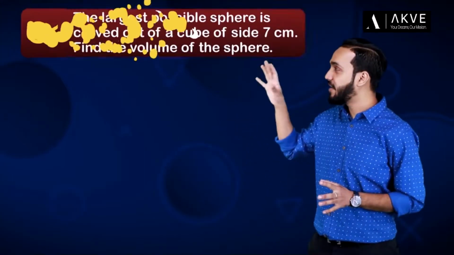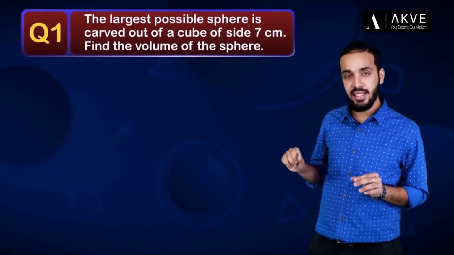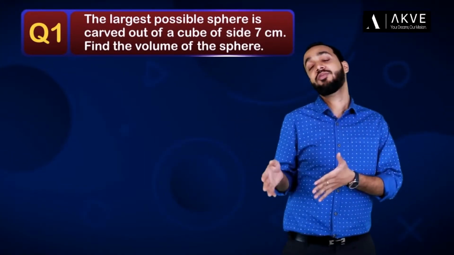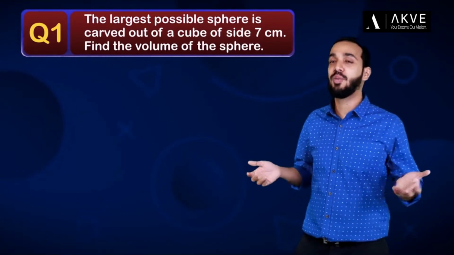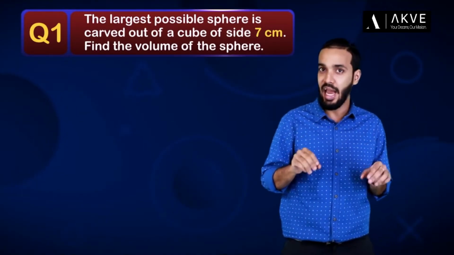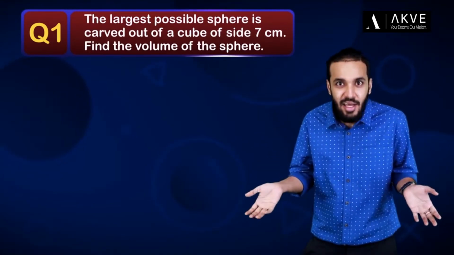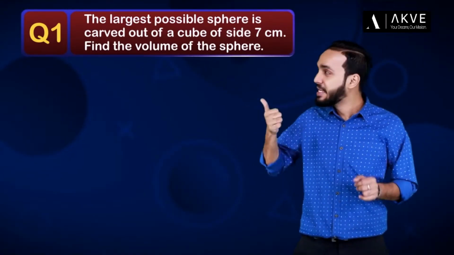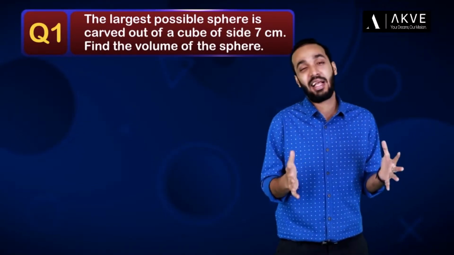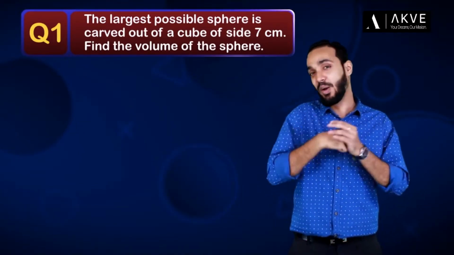So, here's the first question. It states that the largest possible sphere is carved out of a cube of side 7 centimeters, and we have to find the volume of the sphere. That's it. Yeah, that's it. Sounds pretty simple, right? It's actually really simple if you understand the concept.